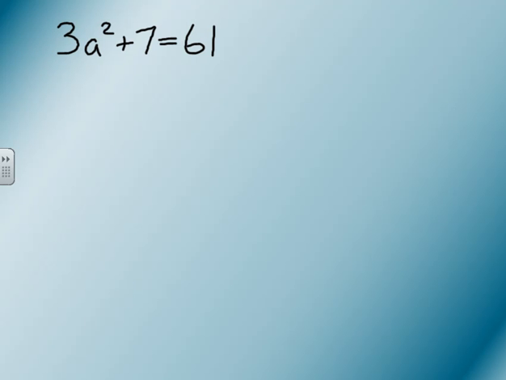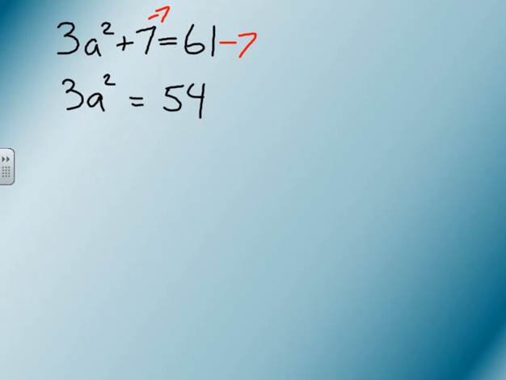Right here, we are going to solve some equations using the square root property. First thing you want to do is get that a squared all by itself. So I'm going to pull that 7 out to the other side. So I have plus 7, subtract 7. I now have 3a squared equals 61 minus 7 is 54.